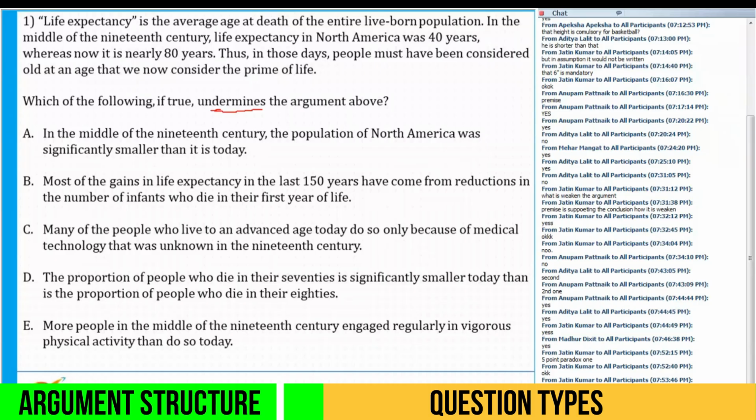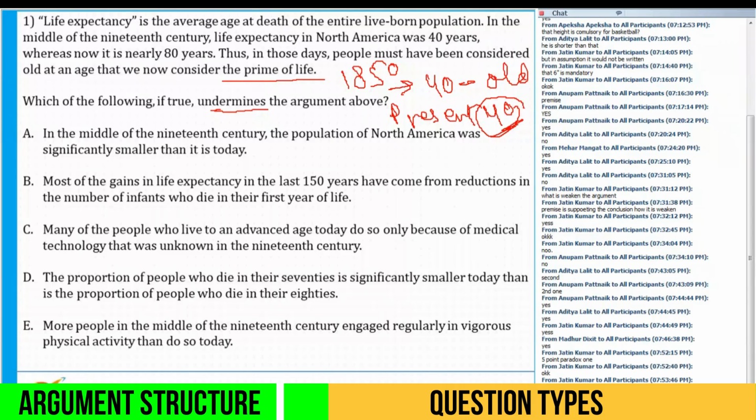Undermines the argument above. So, what will prove this conclusion wrong? What is he saying? He's saying that in the middle of the 19th century, that means somewhere around 1850, if you were 40 years old, you were considered to be old. But today, in the present, when you are 40 years old, you are not considered old. You are considered to be in the prime of your life. That means you are in the greatest period of your life.